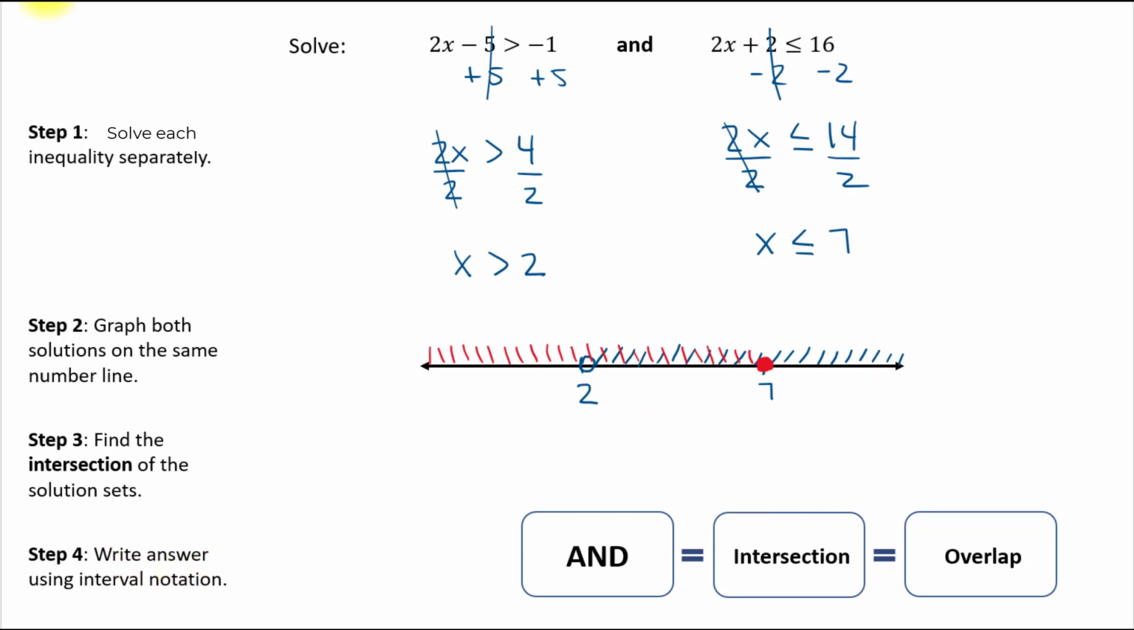As we can see, the overlapping interval starts at 2, ends at 7. At 2, I'm going to place parentheses because I have an open circle there. And right next to 7, I'm going to put a bracket because I have the closed circle at 7. So this interval represents the solution to the given compound inequality.